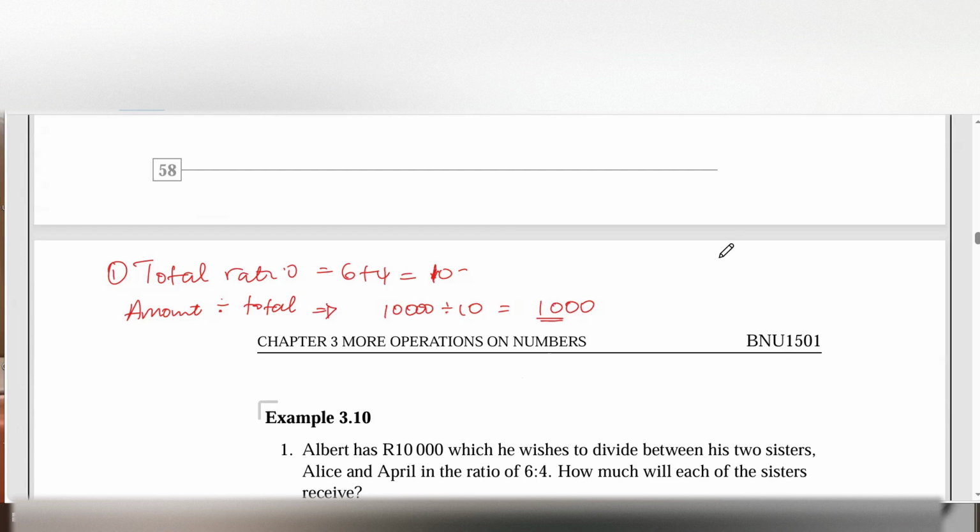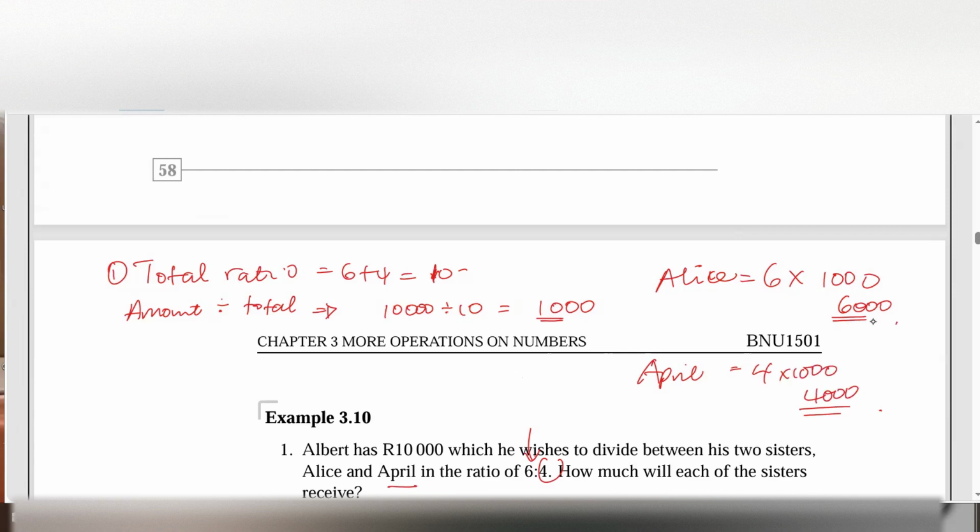Since we have Alice and April, Alice takes the first ratio, which is 6. It's 6 multiplied by what each ratio part is, which is 1,000. That gives us 6,000. For April, the ratio is 4, which is 4 times 1,000, which becomes 4,000 rands. At the end, when you add these two, you get back what was being shared. So that is the process.